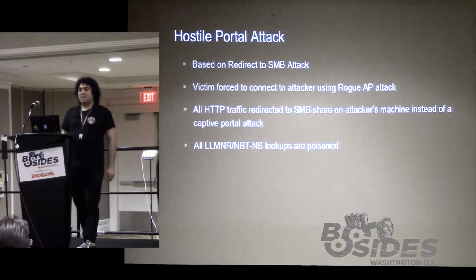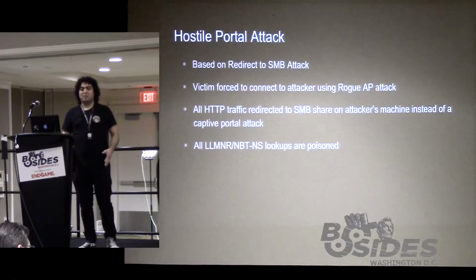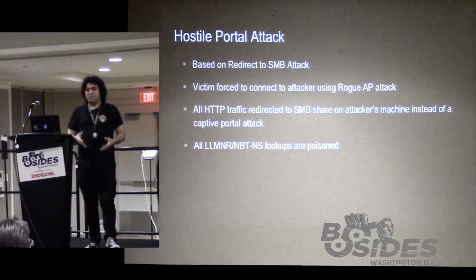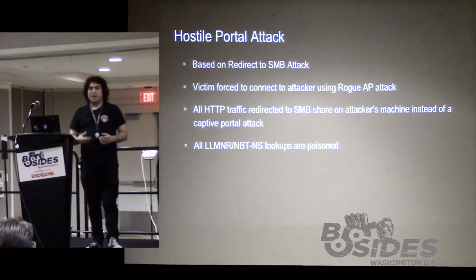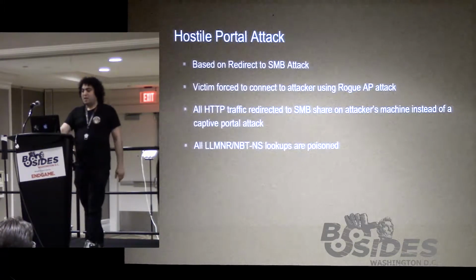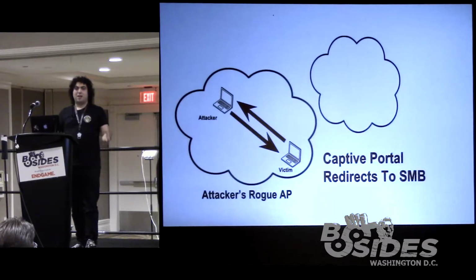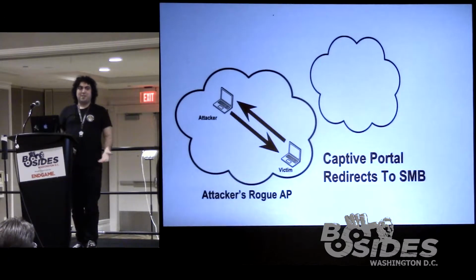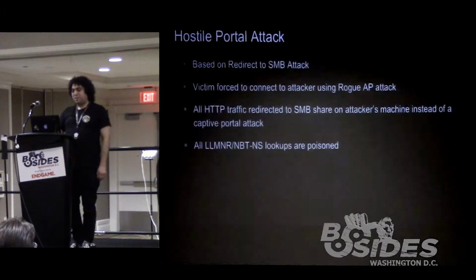So a hostile portal attack expands on this, right? It's based on both the redirect to SMB and also the captive portal technique. And the idea is that you first force a victim to connect to you using a rogue AP attack. But then what you do is you simply redirect all HTTP traffic to an SMB share on your machine, and you run a rogue SMB server in the background. So what happens is that the user is forced to connect to you, but instead of being redirected to a captive portal, they're forced to redirect to your rogue SMB server. And then they're forced to authenticate with you, and they give you hashes. So it's a really fast way to grab hashes.